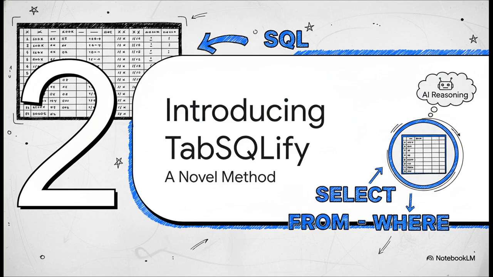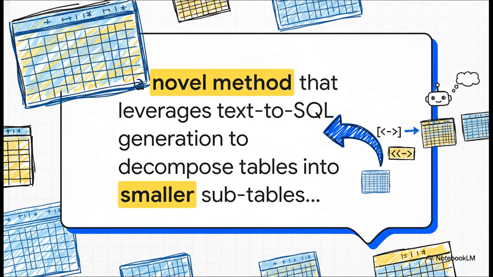But what if we completely flipped the approach? Instead of trying to force-feed the AI this giant table, what if we could help it focus on what's important? Well, that's exactly where this new method called TabSQLify comes into play. The researchers who created TabSQLify put it perfectly. They describe it as a way to break down, or decompose, these big tables into smaller, actually relevant subtables before you ask the AI to do the hard work of reasoning. It's a simple idea, but it's a brilliant shift in strategy.